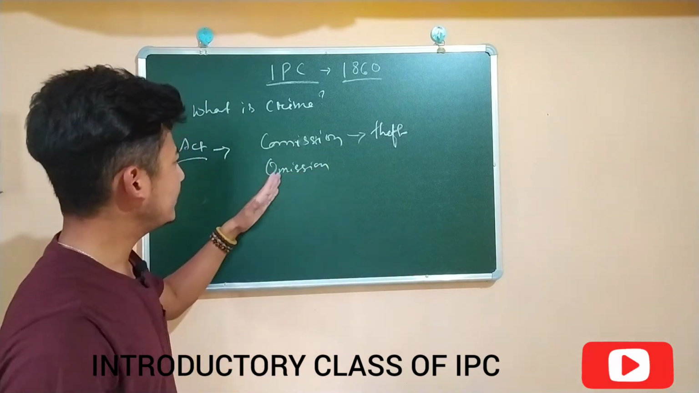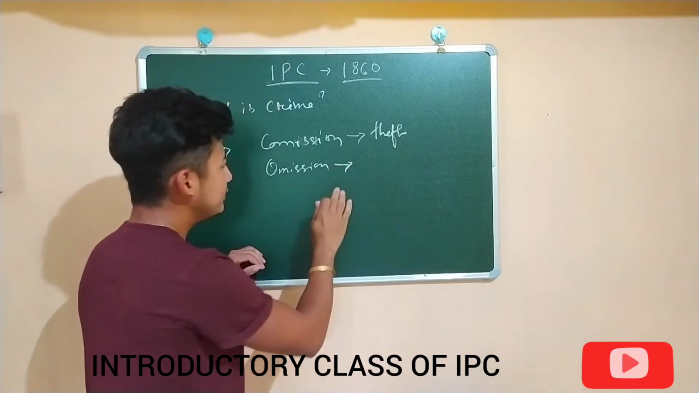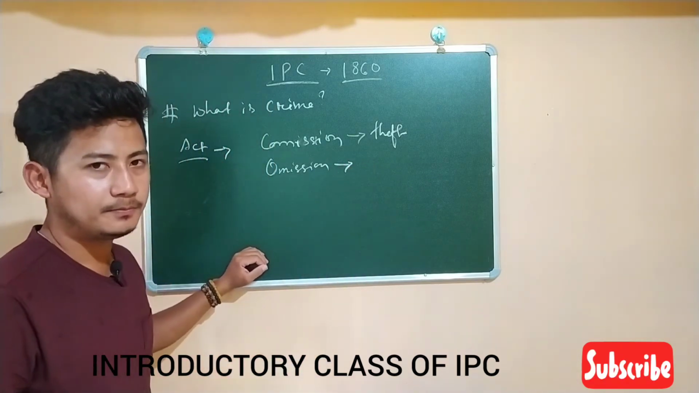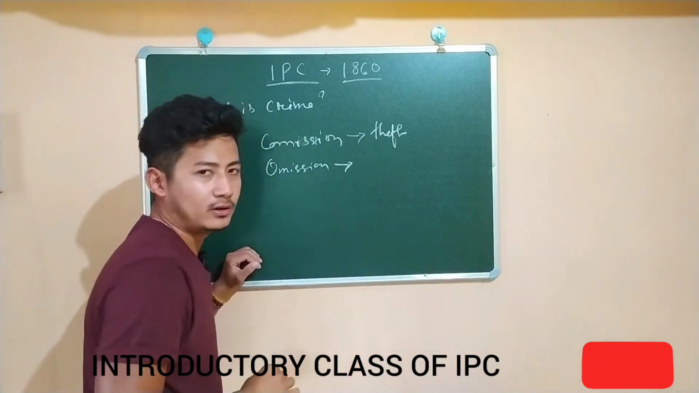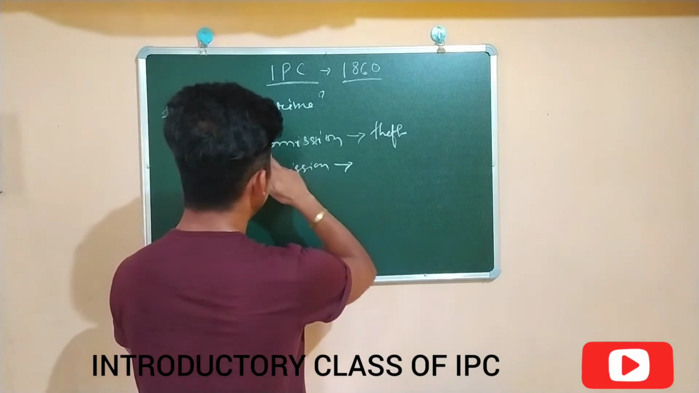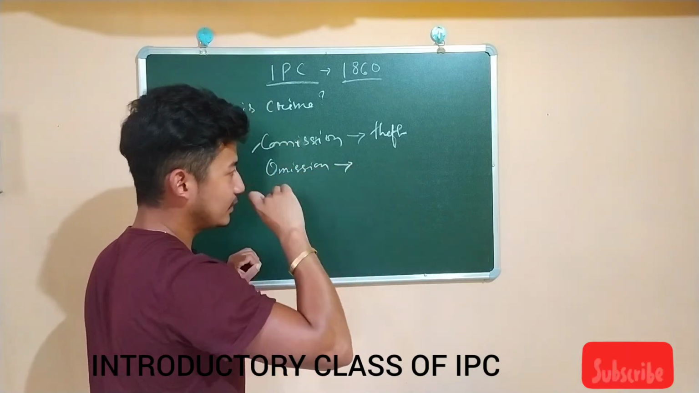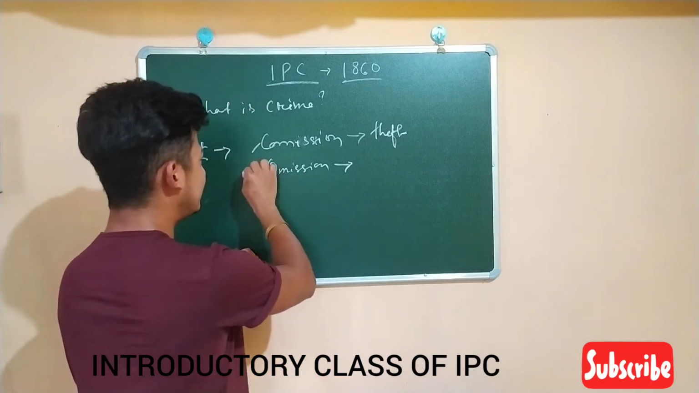But when it comes to omission, omission is something you are supposed to do but you did not. The law imposes a duty on you to do that, but you did not. So that is an omission. That is the difference. In the case of commission there is a positive act, and in the case of omission there is a negative act.